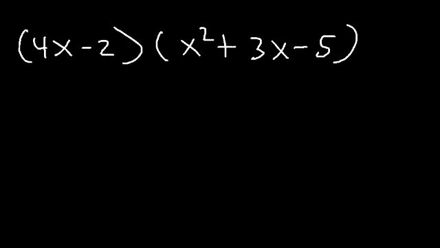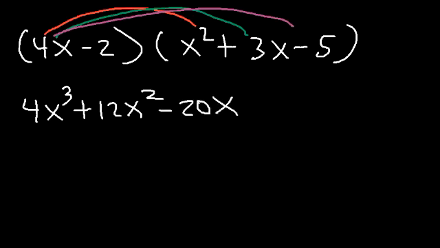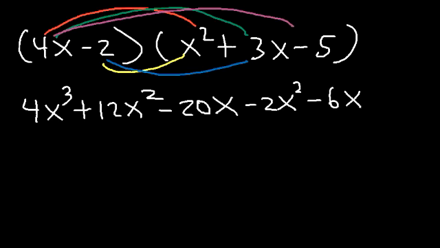So let's go ahead and multiply. 4x times x squared is 4x cubed. 4x times 3x is 12x squared. 4x times negative 5 is negative 20x. Negative 2 times x squared is negative 2x squared. Negative 2 times 3x is negative 6x. And negative 2 times negative 5 is positive 10. So let me just double check and make sure that I didn't make any mistakes. So I believe everything is good.